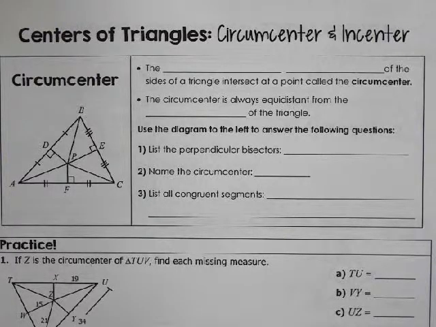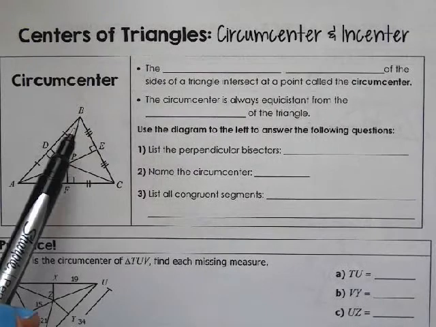In today's lesson, we're going to talk about the circumcenter and the incenter of a triangle. Those are points, called points of concurrency, meaning three lines intersect at this common point. These are created by either the perpendicular bisectors or angle bisectors in a triangle.